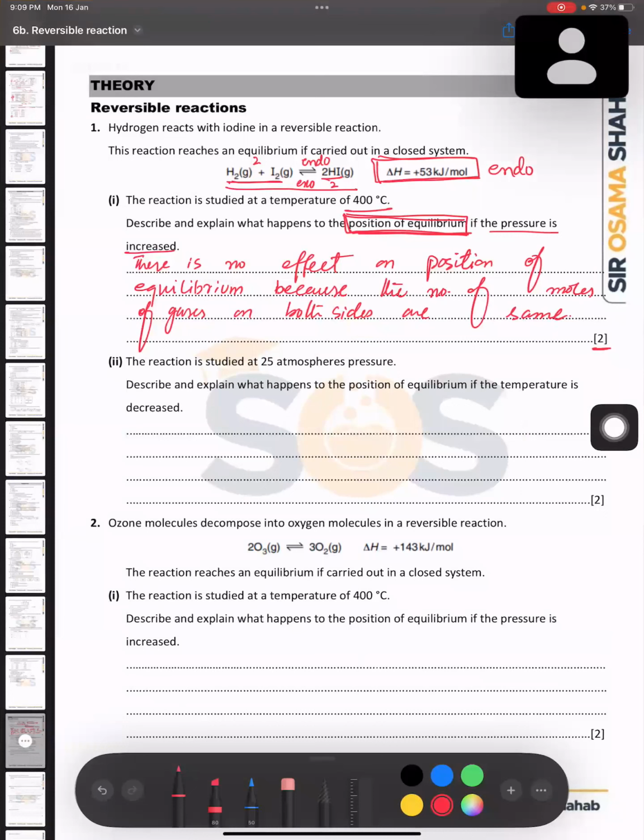They are saying that the reaction is studied at 25 atmospheric pressure. Describe and explain what happened to the position of equilibrium again if the temperature is decreased. So you know that this is an endothermic reaction. Endothermic reactions require heat. So if you are decreasing the temperature, definitely it will move backward. So you can say that it moves toward left.